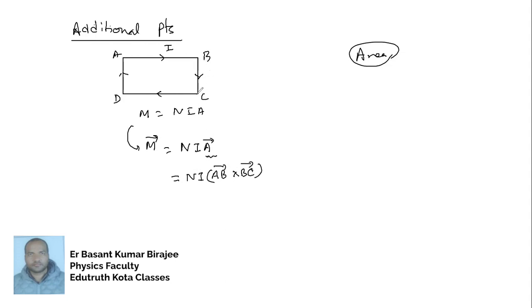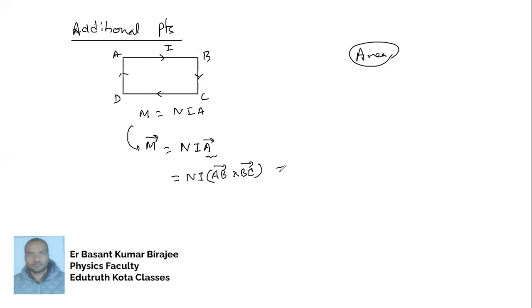This is also one way. Or you can write BC cross CD. That is also correct. And BC vector cross CD vector. That is also correct. But we can't write in reverse order. I mean, you can't write CB cross BA. We have to write in the same order in which we have the direction of the current.